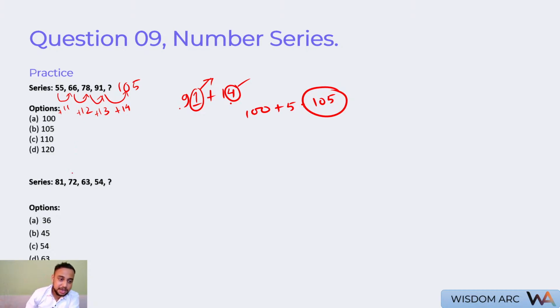So next question we have 81 and 72. The difference is obviously 9. And here we have 9, here we have 9. So what will be the difference? 45. Right?